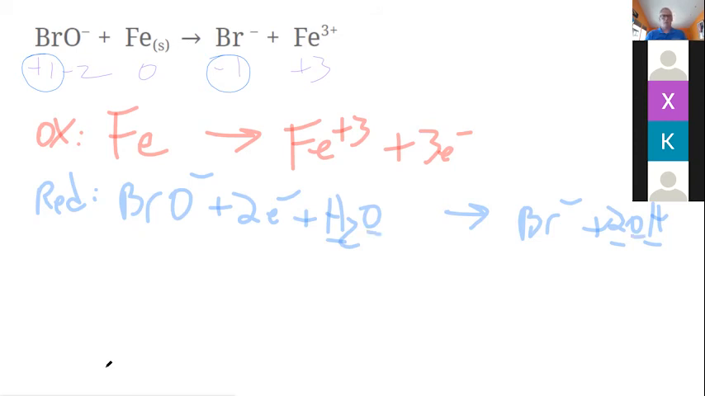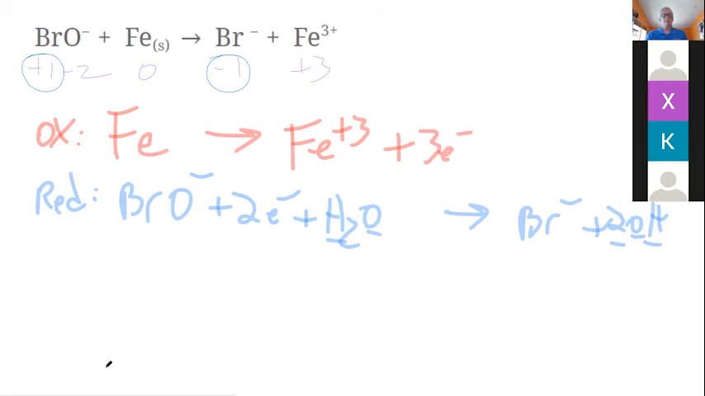Okay, so now we make sure that all of our atoms are balanced. So I have 1 iron, 1 iron. That's good. I have 1 bromine, 1 bromine. That's good. I have 2 hydrogens, 1 oxygen, 1 oxygen. So it seems all the atoms are balanced. So what's the last thing we need to balance?